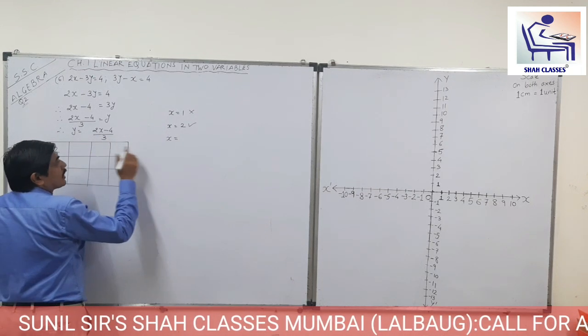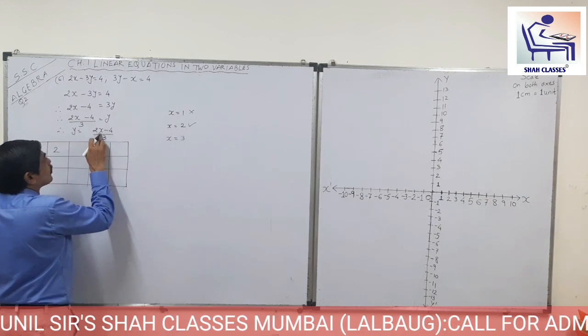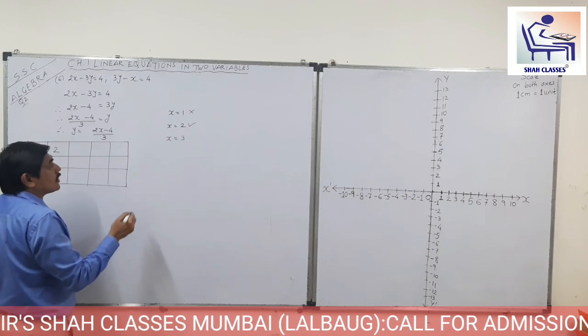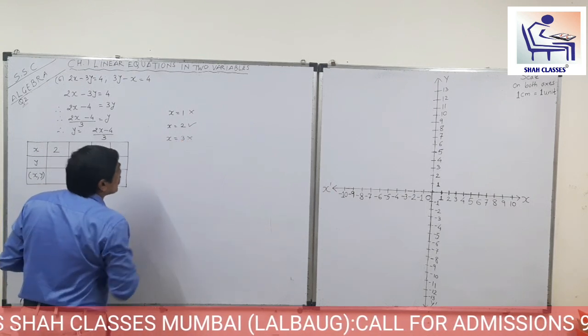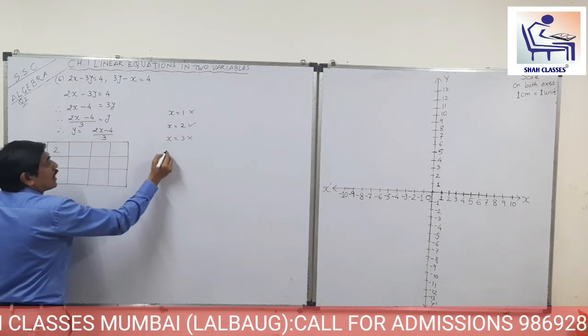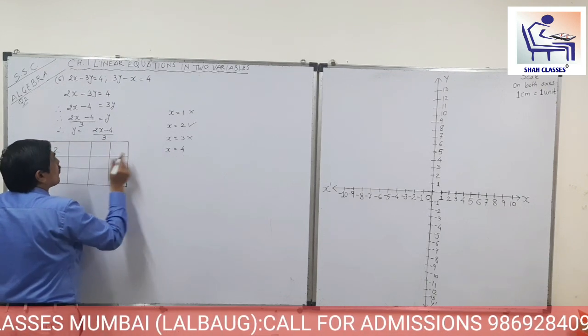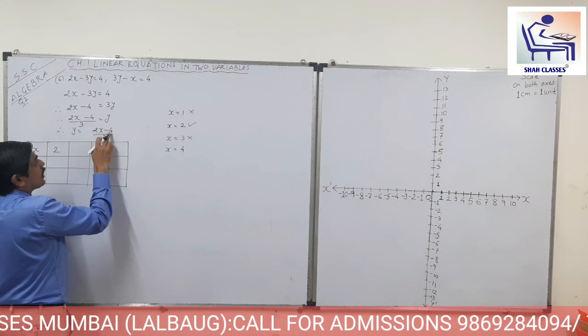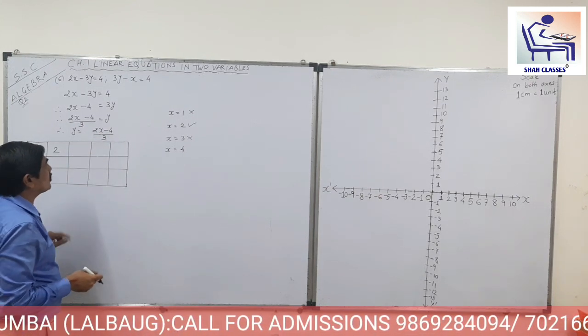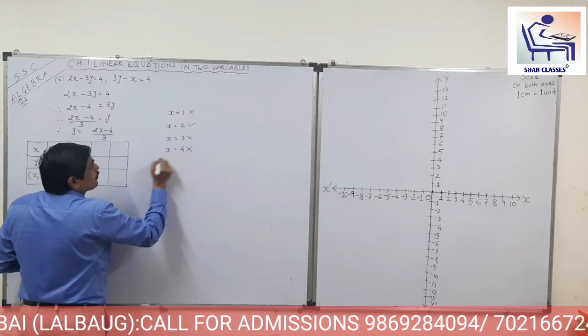Now we will take the value 3. 3 2s are 6. 6 minus 4 is 2, and 2 upon 3. You are getting the answer in point. So we will avoid this value. Again x is equal to 4. Next value. So 2 4s are 8. 8 minus 4 is 4, and 4 upon 3 is not acceptable.